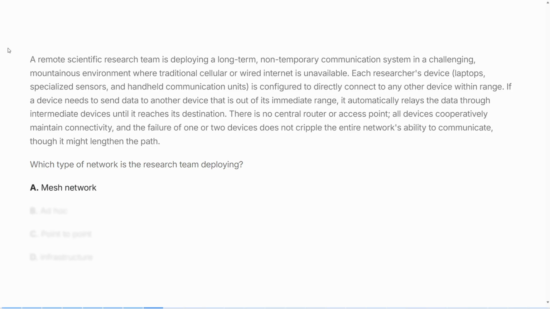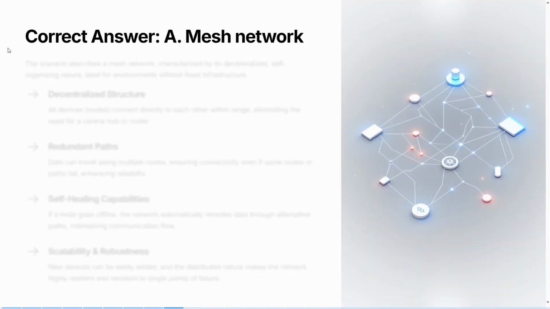A, mesh network. B, ad hoc network. C, point-to-point network. Or D, an infrastructure network. Your answer is coming in 3 seconds. Pause the video if you need more time. 3, 2, 1. Absolutely correct. Your answer is A, a mesh network.